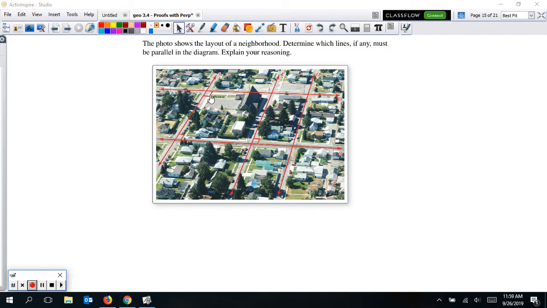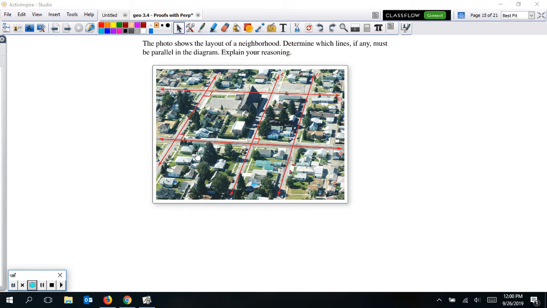And we're showing some perpendiculars here, these 90 degrees. There's a 90 degree on this one, 90 degree here, 90 degree here. So there's 3 90 degrees in there as well. It just says determine which lines, if any, must be parallel in the diagram. So if we look at P and Q, these two lines right here, notice S is perpendicular to P and it's perpendicular to Q. So because S is perpendicular to both of those, we can definitely determine that P and Q have to be parallel because of that fact.